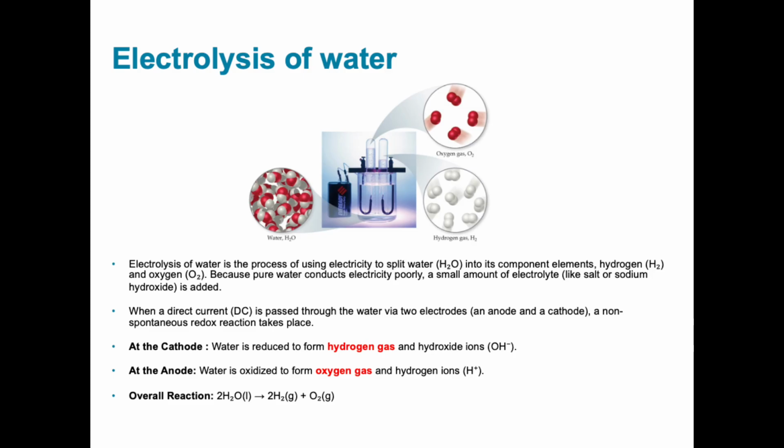Electrolysis of water is the process of using electricity to split water, H2O, into its component elements, hydrogen, H2, and oxygen, O2. Because pure water conducts electricity poorly, a small amount of electrolyte, like salt or sodium hydroxide, is added. When a direct current, DC, is passed through the water via two electrodes, an anode and a cathode, a non-spontaneous redox reaction takes place. At the cathode, water is reduced to form hydrogen gas and hydroxide ions, OH-. At the anode, water is oxidized to form oxygen gas and hydrogen ions, H+.